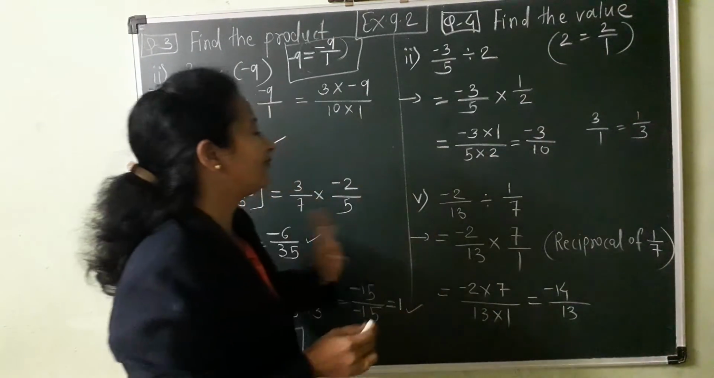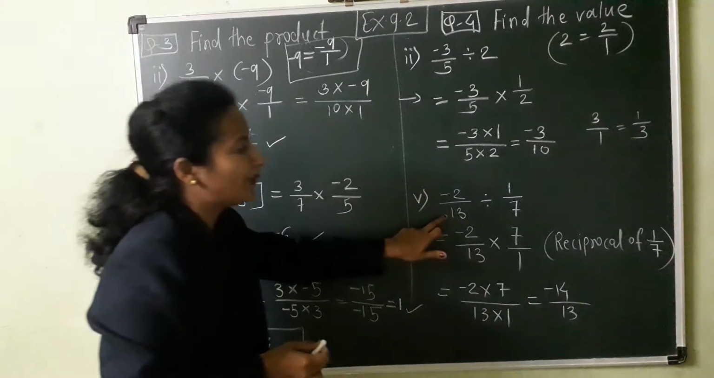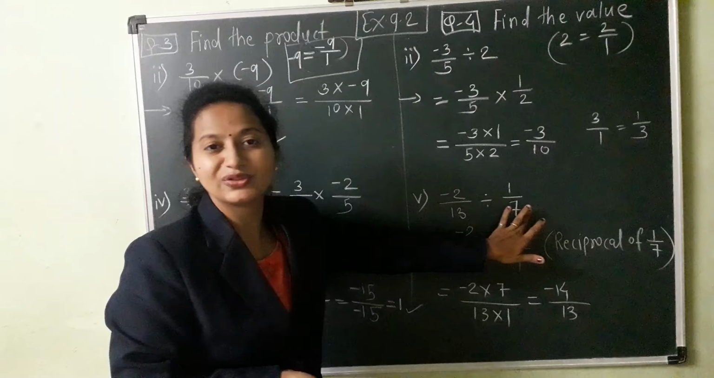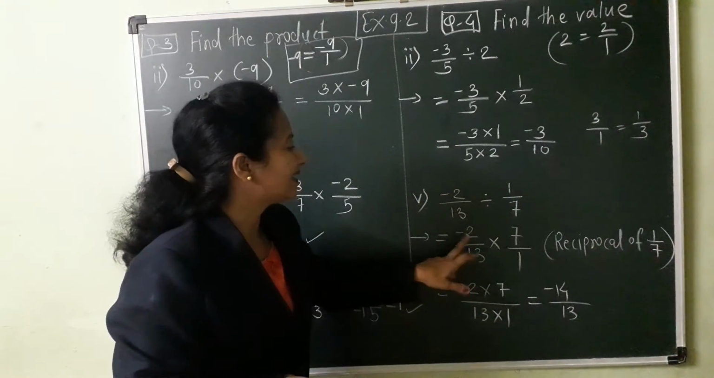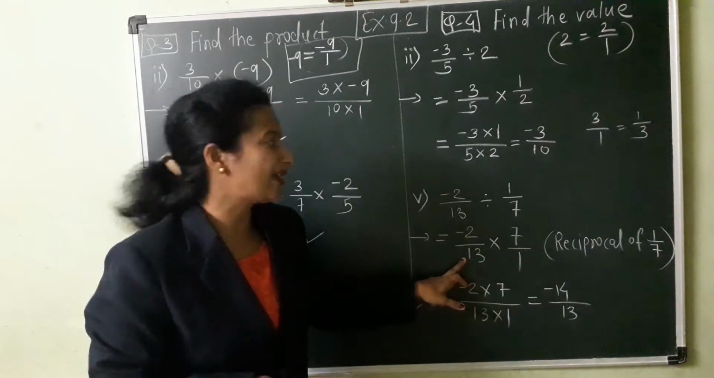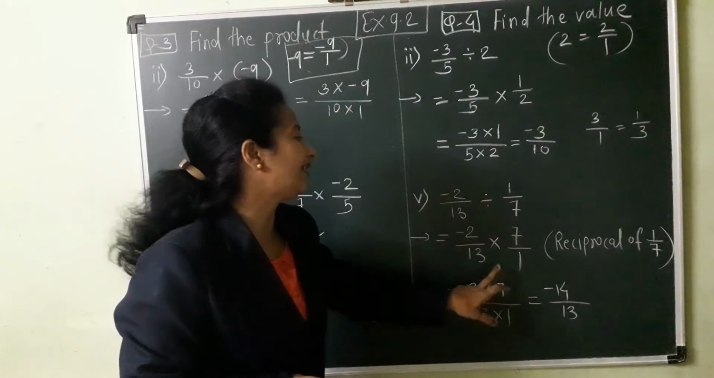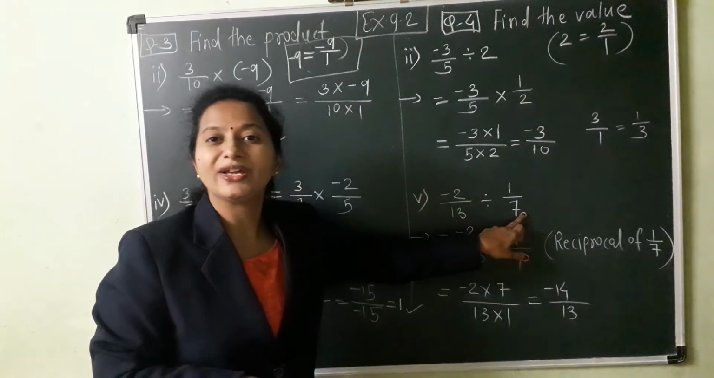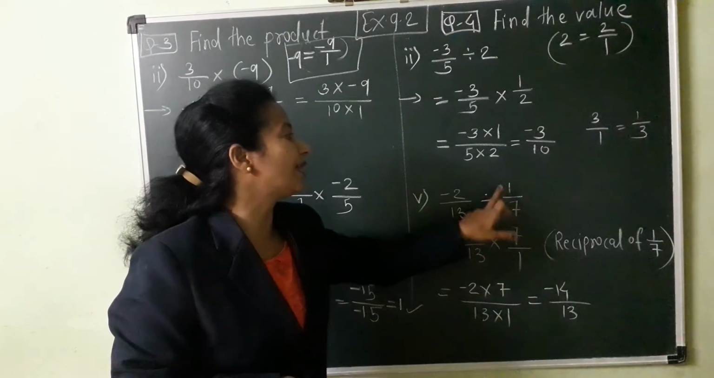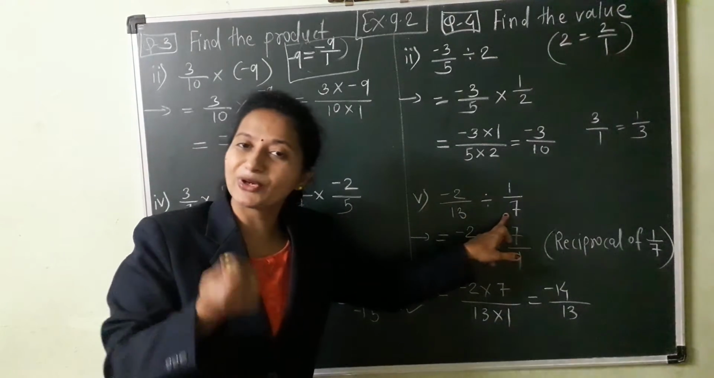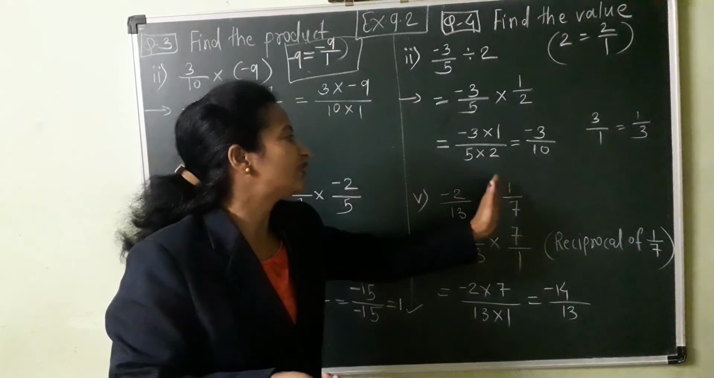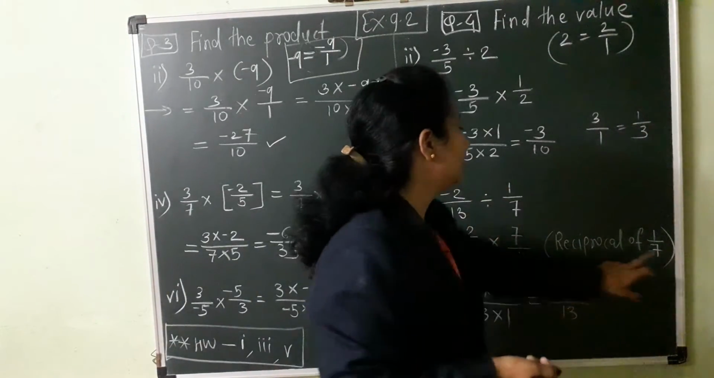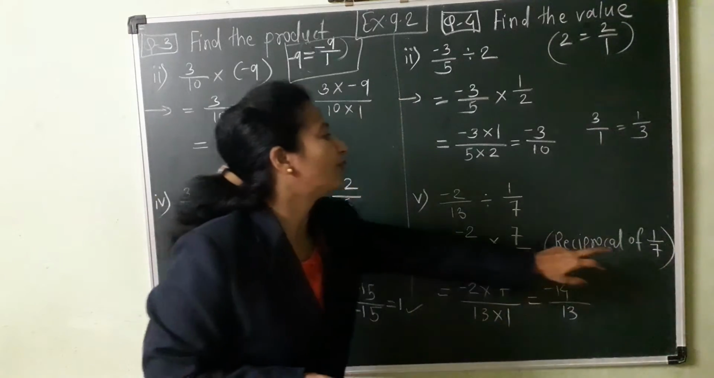Now see the fifth sum: minus 2 upon 13 divided by 1 upon 7. Here the second rational number is also given. So the next step, write down the first rational number, minus 2 upon 13. Instead of the division sign, you have to use the multiplication sign. And the next very important step is to use the reciprocal of the second rational number. What is the reciprocal? 1 upon 7 becomes 7 upon 1. This is the reciprocal of 1 upon 7.